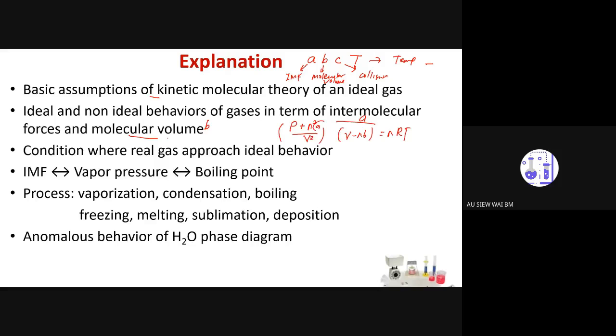A refers to the intermolecular forces. B refers to the molecular volume. That's why I use A and B here. You have to know that A means intermolecular forces, and B means the volume of the gas particle. Because the real gas and the ideal gas have differences in these two things. For the real gas, you need to have A and B here.